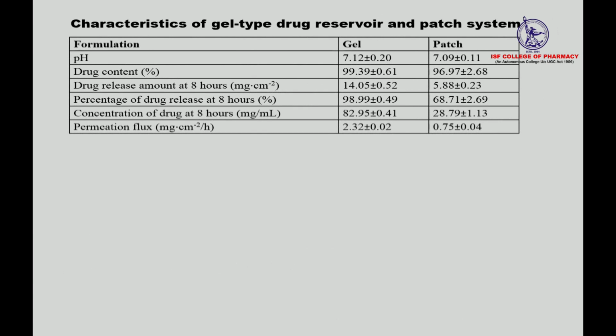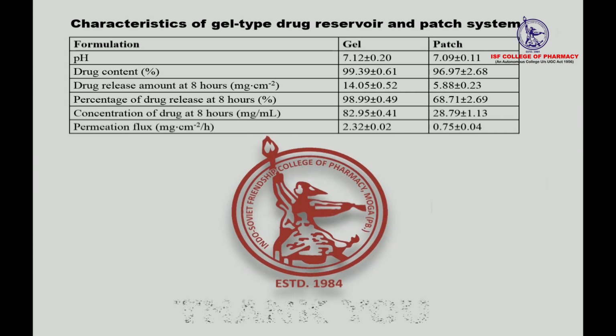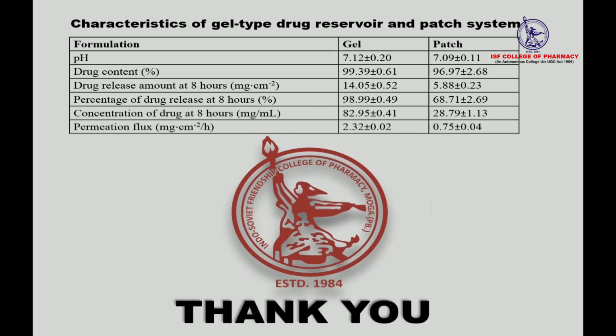Finally, the characteristics of the optimized gel and patches can be found in this table with pH near to skin, up to 96% drug content, 68% drug release and high permeation flux of the drug. This is how we can optimize a formulation for better quality. This was all about the case study of quality by design in formulation development.